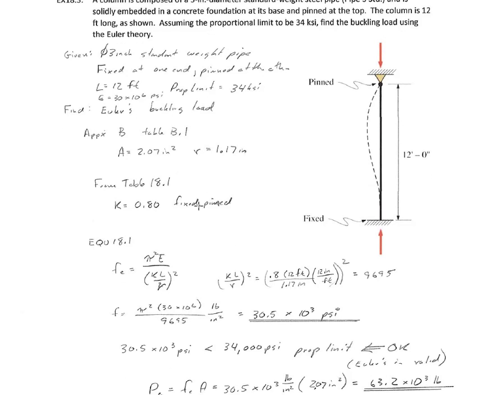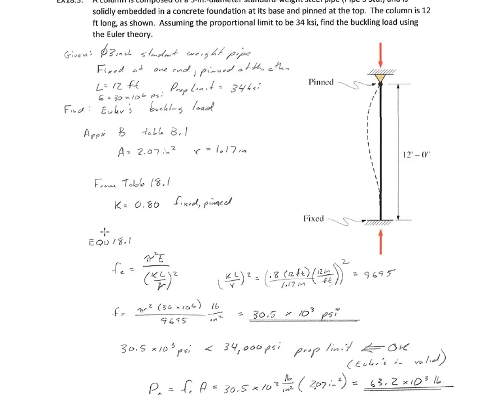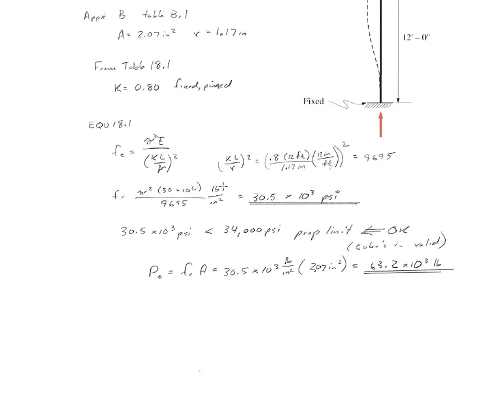So the first thing we're going to do is go into our appendix B for pipes, and we're going to find that our area is 2.07 square inches and our radius of gyration is 1.17 inches. Then we're going to go to table 18.1 to find what our effective length factor is. And for the design, we're going to select K equals 0.8. Okay, so then we're going to calculate what our critical stress is for Euler's. And KL over r is going to be our slenderness ratio.